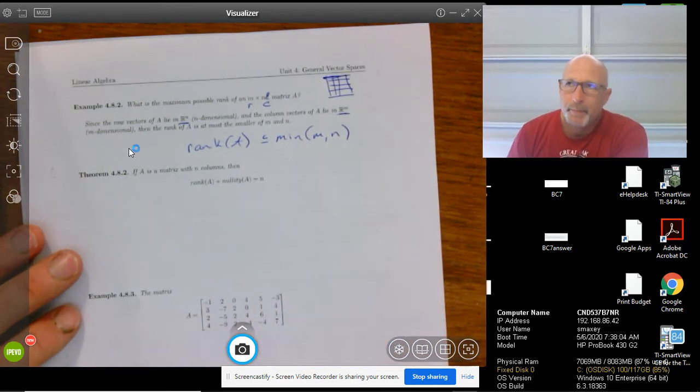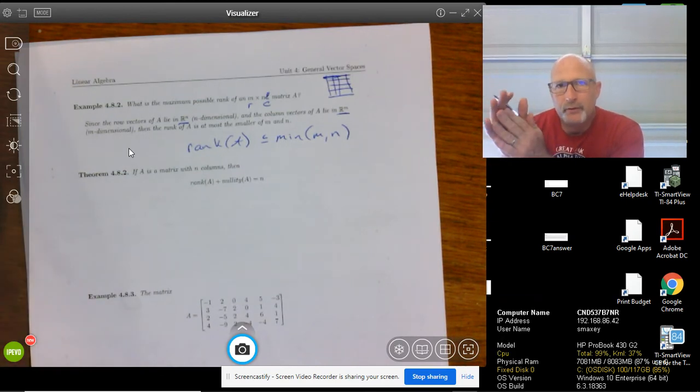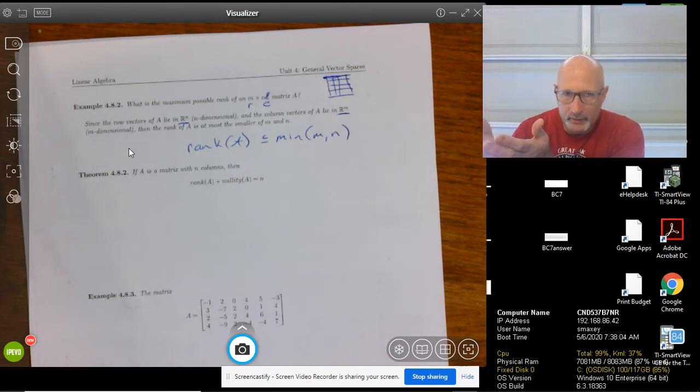That's because if you have more vectors than what the dimension of the span would be, then there has to be some redundancies. So you just have to go ahead and eliminate it down to that.